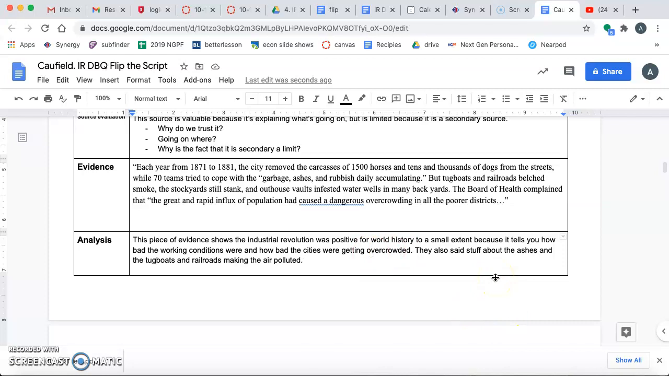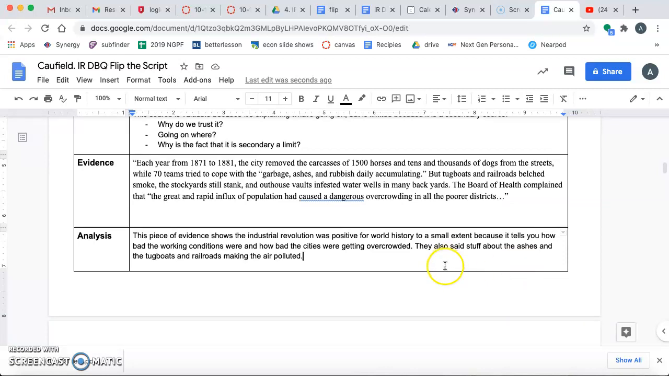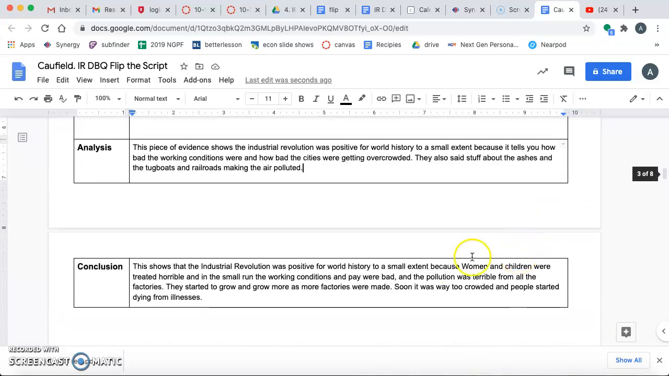Explain why the Industrial Revolution caused this, and then explain why this negative consequence was not worth all the positives of the Industrial Revolution, because that is ultimately what this person's trying to convince me of. This shows that the Industrial Revolution was positive for world history to a small extent because women and children were treated horrible, and in the short run, the working conditions and pay were bad. The pollution was terrible from all the factories. They're starting to grow and grow.